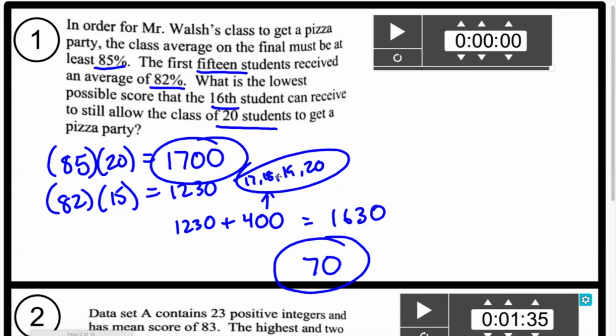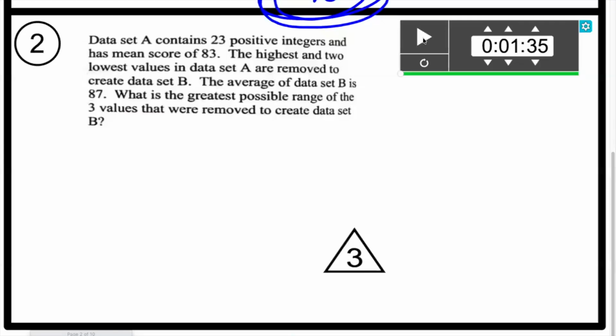And the thing is, if any of these 17th, 18th, 19th, or 20th people get lower than 100, that'll just make this person have to get an even higher score. So the lowest score that they could possibly get is 70, because anything less than that would require these students to get higher than 100. And since it's out of a percentage and we're not assuming any extra credit, that would be impossible. So this person has to get a 70 at least to give them still a chance to get this pizza party. Okay. All right. Try number two.